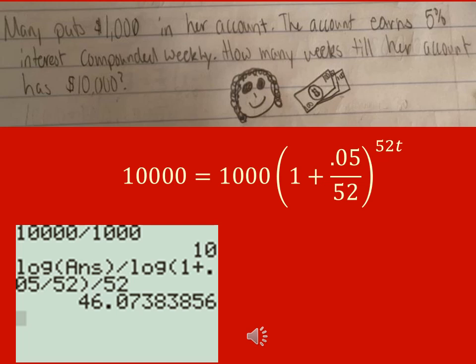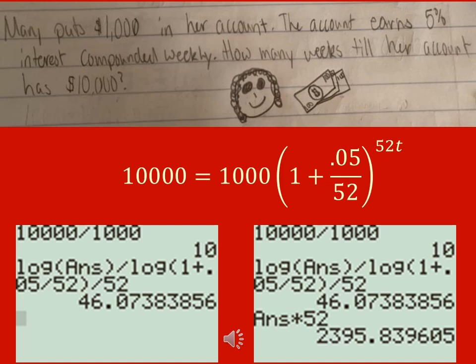If I want to get really picky though, I could notice that the question is actually asking me how many weeks. Now, of course, there's 52 weeks in a year, so if I want to know how many weeks, what I've got to do is take the answer I had before times 52. Now, honestly, if I were asking you to do this problem, 46 years is fine, but technically it's like 2,396 weeks is what it would take as well, and that is the way the question's phrased.